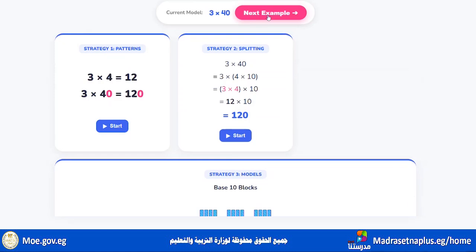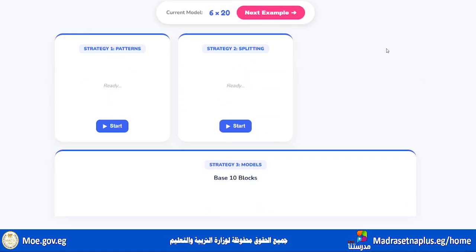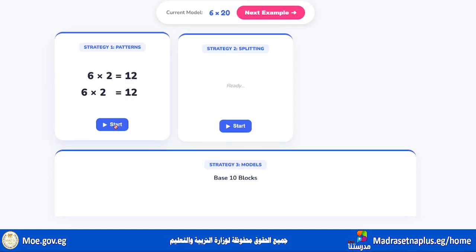Another example, 6 times 20. By patterns for the basic fact, 6 times 2 equals 12. 6 times 20 will be 120. Let's see: 6 times 2, 12. 6 times 20 will be 120.